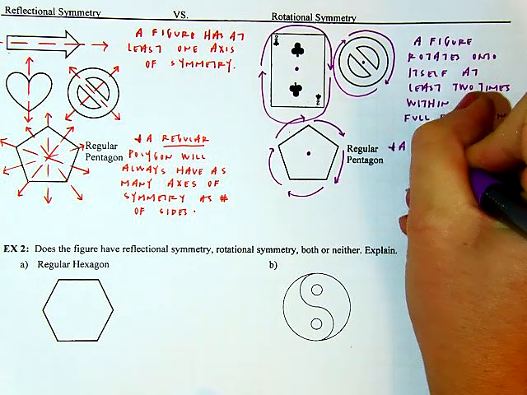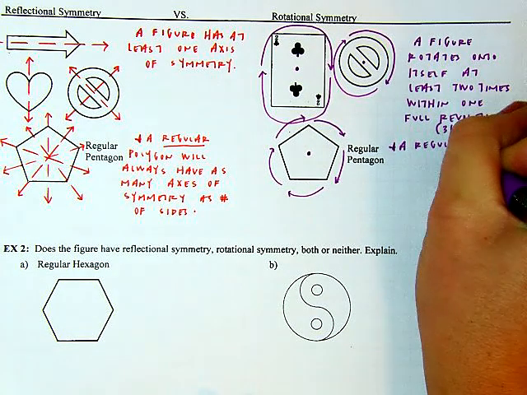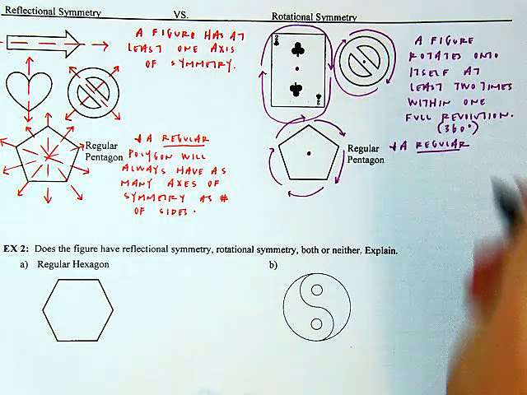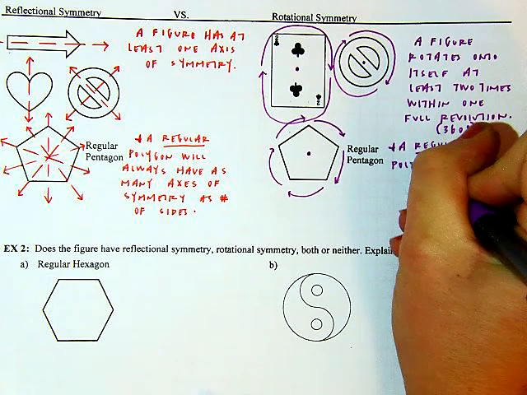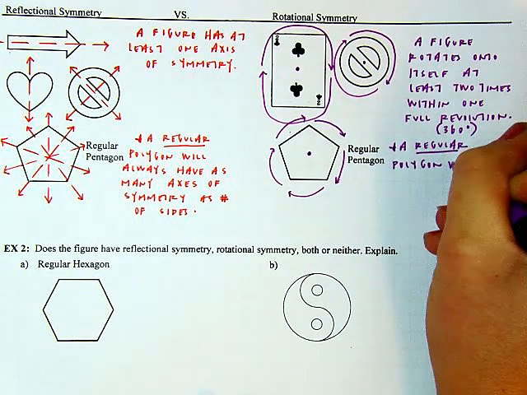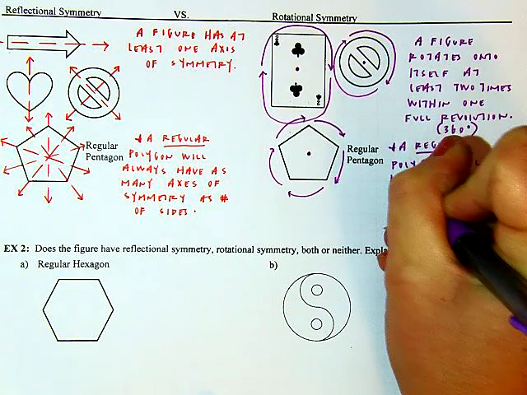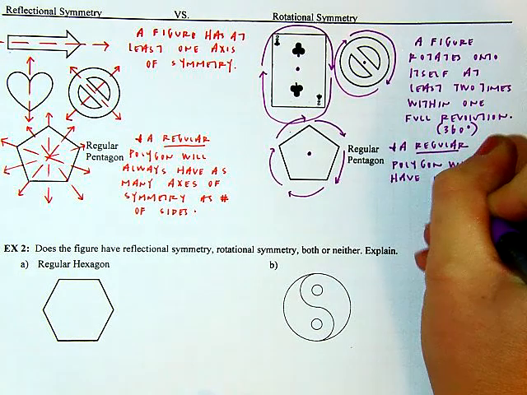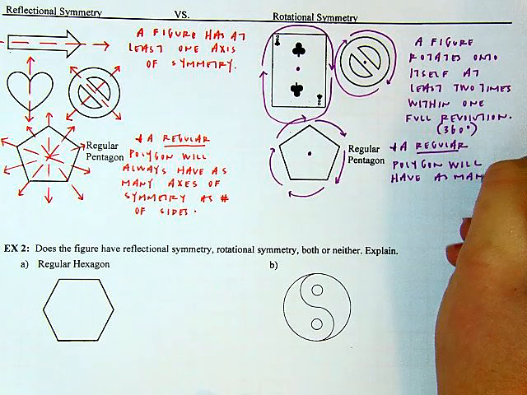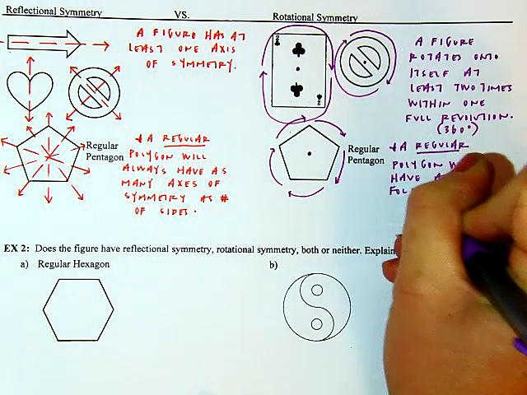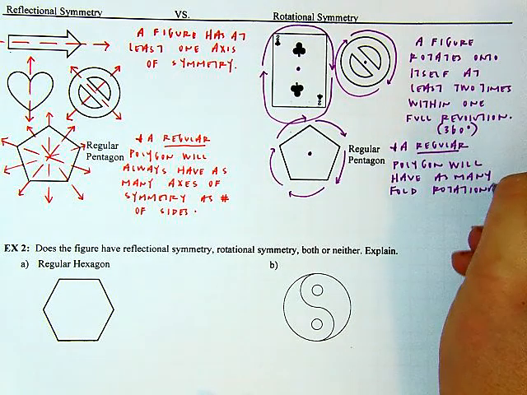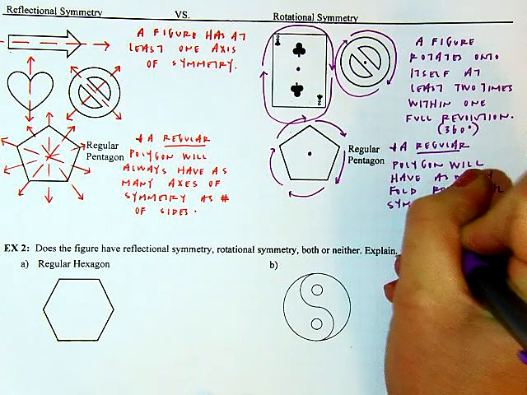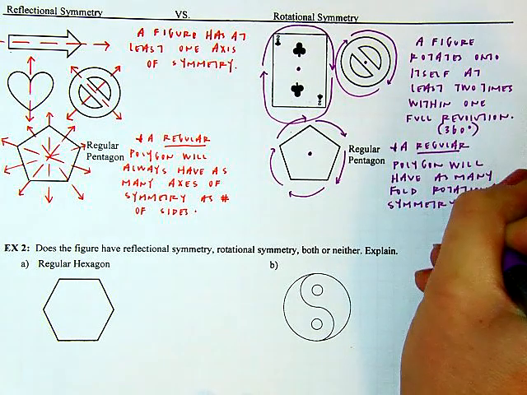So a regular polygon. Regular, again, means that all the sides are congruent, and all of the angles are congruent as well. So a regular polygon will have as many fold rotational symmetry as the number of sides.